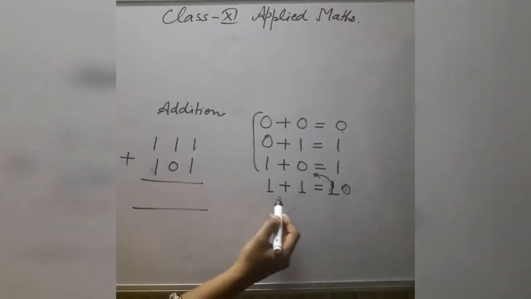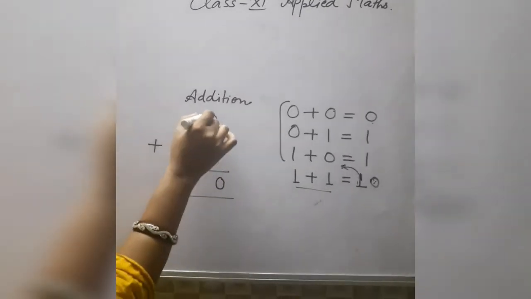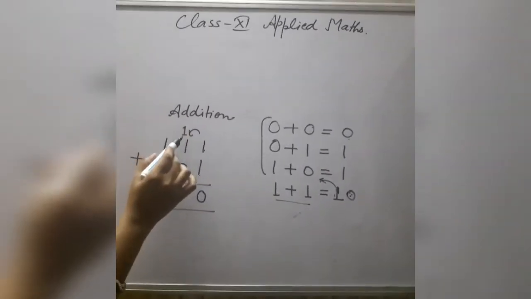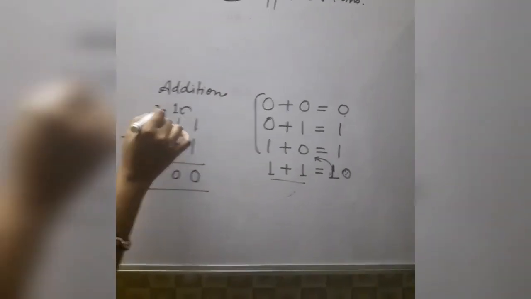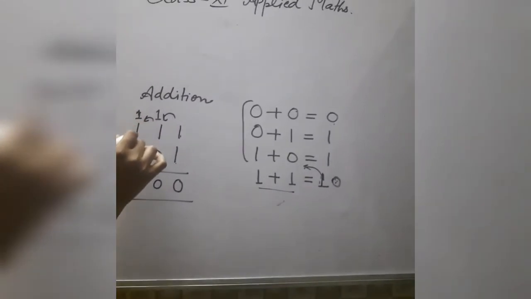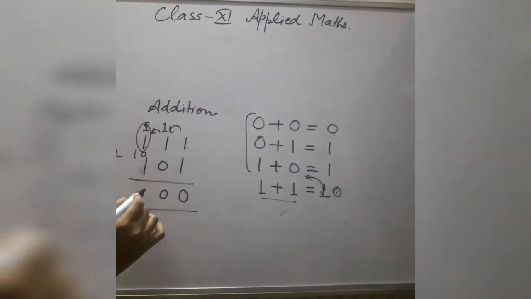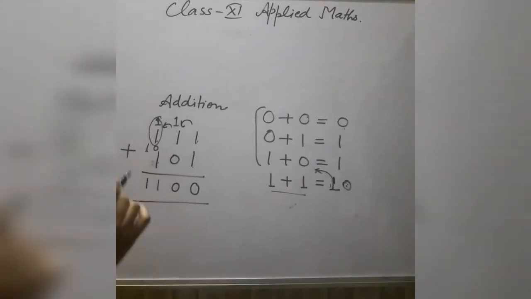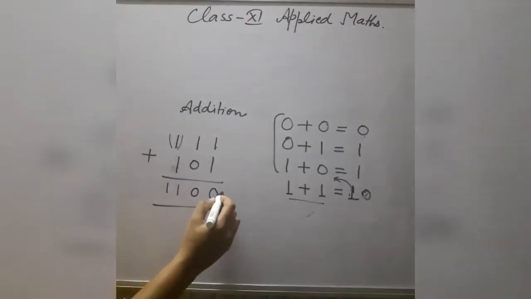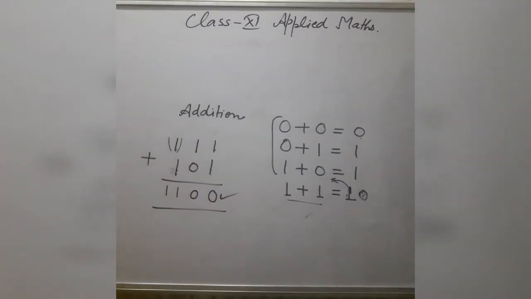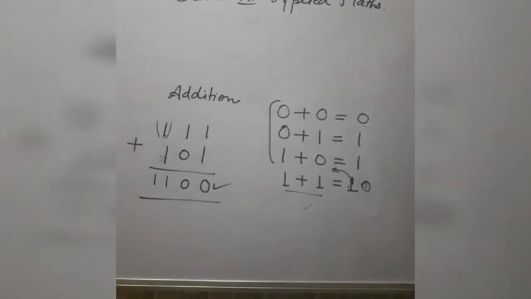Here 1 plus 1 equals 0 and this 1 you will take as a carry here. Now 1 plus 1 again becomes 1 0, 0 you will write down here, 1 you will take as a carry. Now 1 plus 1 becomes 1 0. Now 0 plus 1 becomes 1 and this 1 remains as it is here. So the sum of these two binary numbers will be equal to 1 1 0 0. In this way you can find the addition of any two binary numbers.